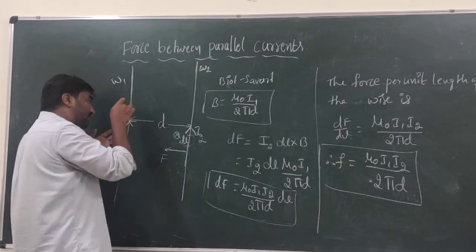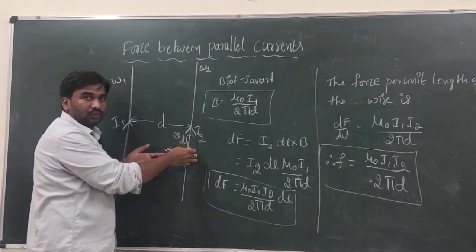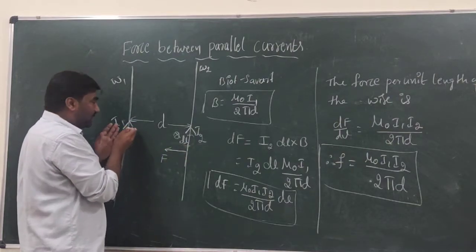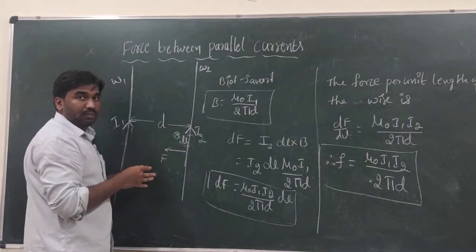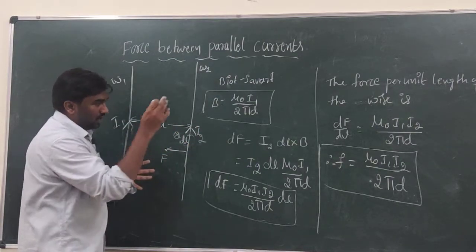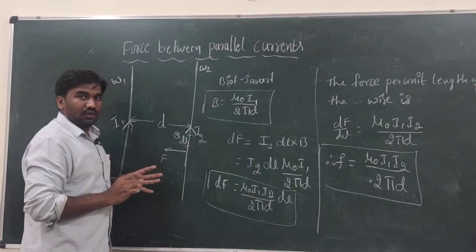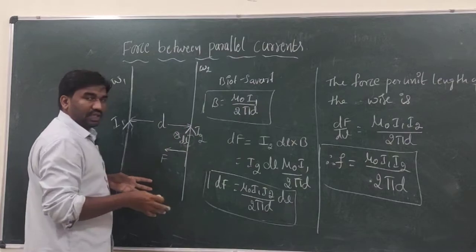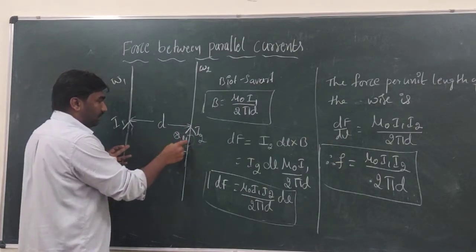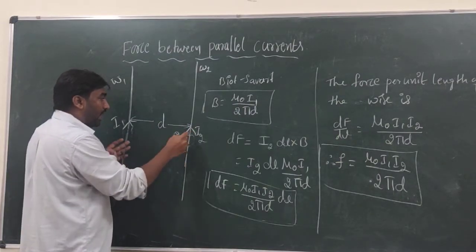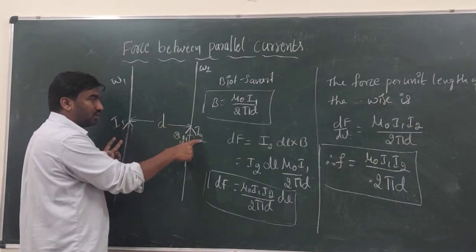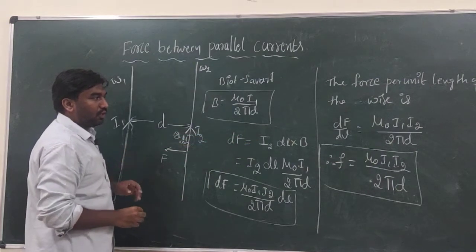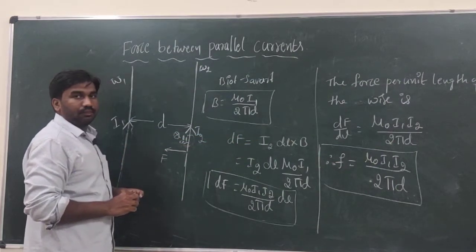So what is the force on the current I1 due to the current I2? Here force means magnetic force. It will give the same answer, because these two are parallel currents, the magnitudes of the currents I1 and I2 are the same, and they are separated by a distance d. So the magnetic force on the current I1 due to I2 is also the same, F is equal to mu naught I1 I2 divided by 2 pi d.